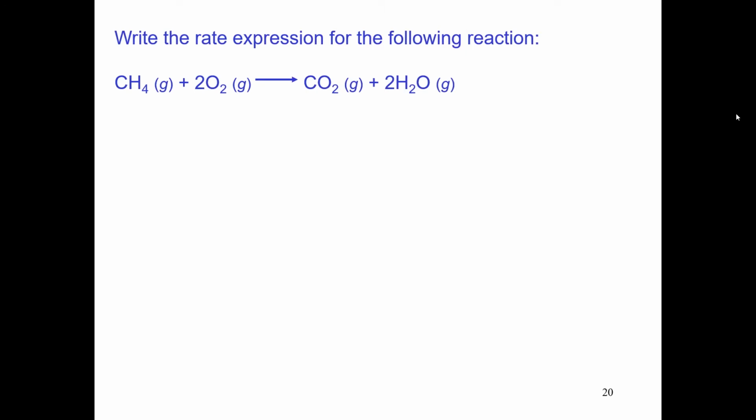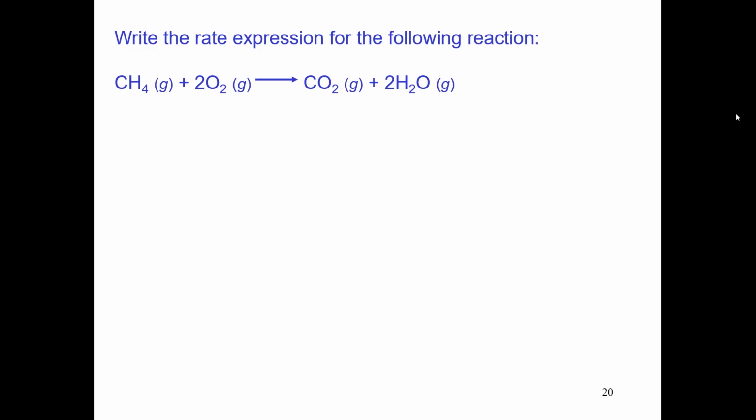This is, of course, you recognize it as the combustion of CH4, which is methane, the fuel that we use in our Bunsen burners in the lab. So we have the reaction here with CH4, oxygen, and the products are CO2 and water. The equation is already balanced. So what would be the rate expression for this reaction in terms of every one of the components of it?